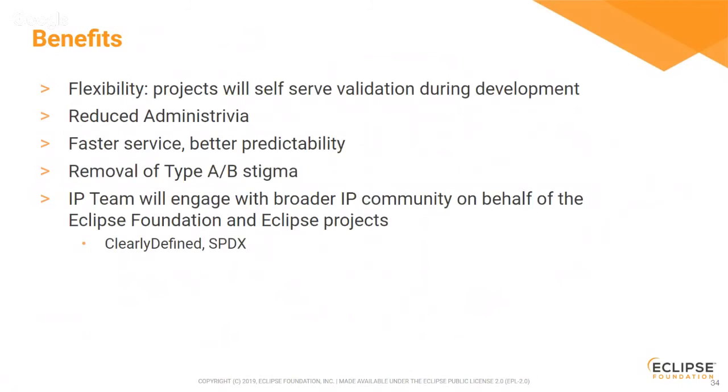result in faster service and just overall general better predictability, which has been a frustrating point for me for a very long time. This should keep our work queue more manageable and therefore more predictable. There's a certain stigma associated with the type A, type B differentiation. It sort of seems like maybe the nuclear option to just remove type B to remove that stigma, but hey, I'm going to take that as a win if we make it work. And we're hoping that this frees up more of our IP resources to engage with the broader community.